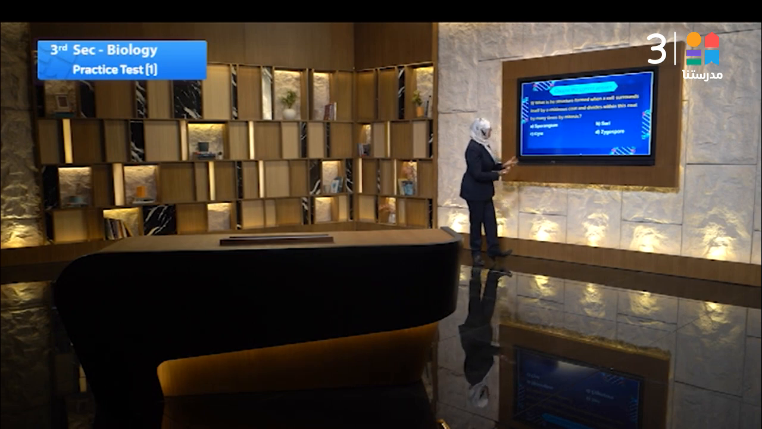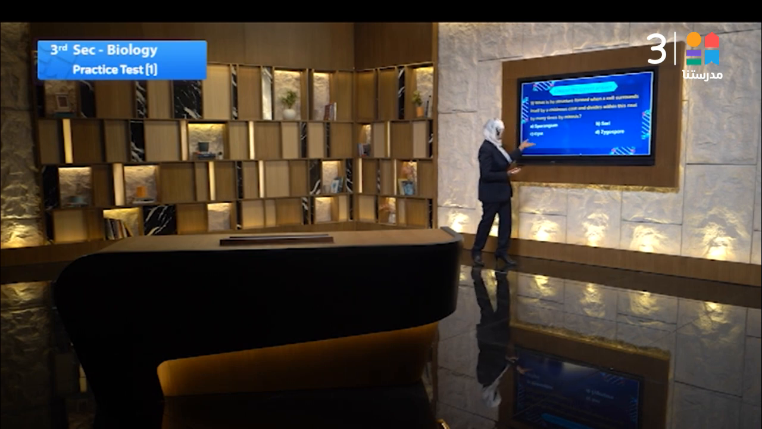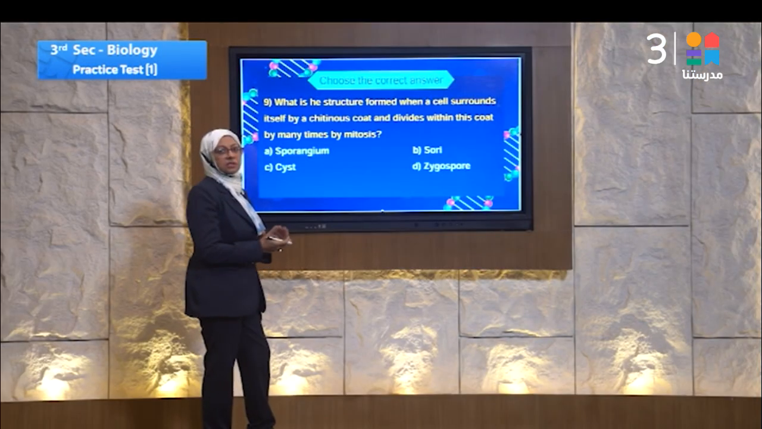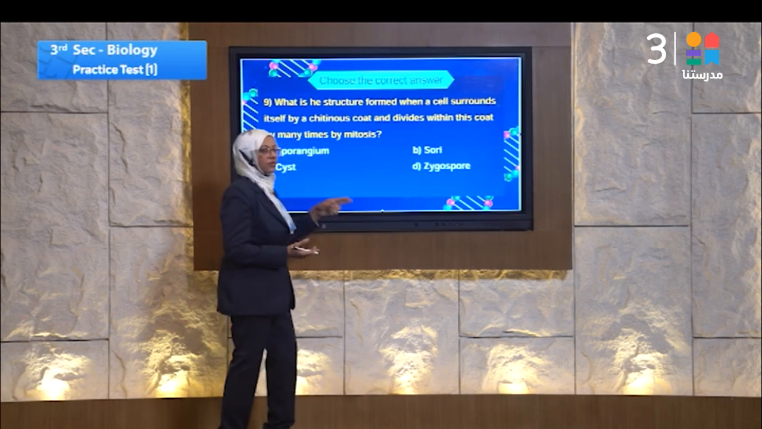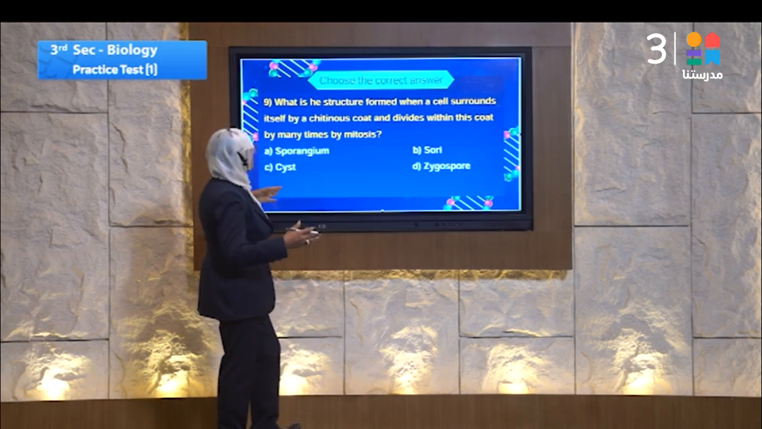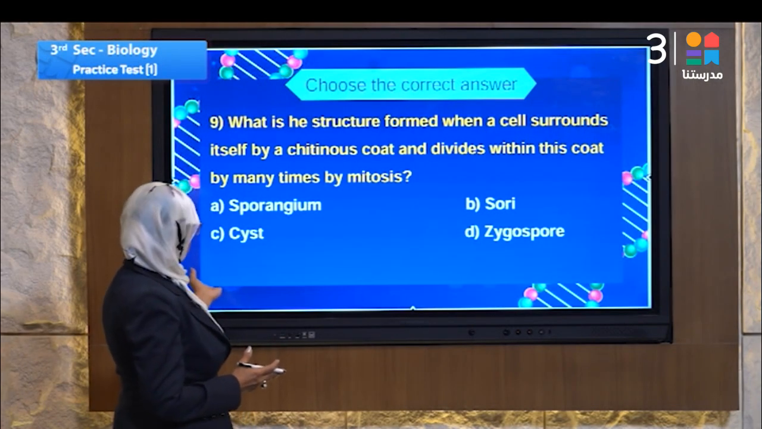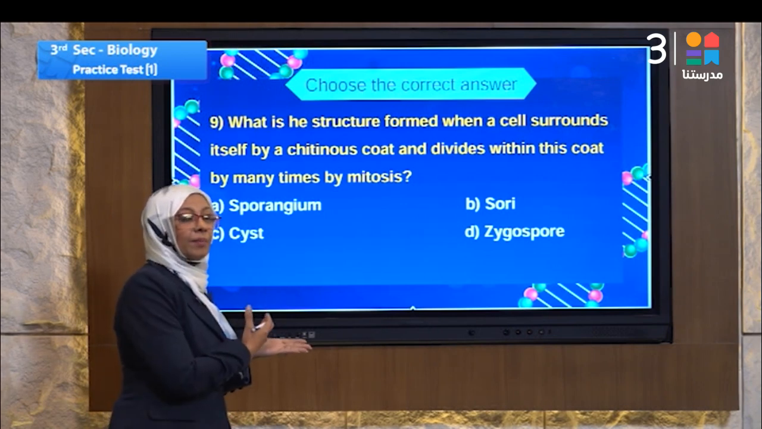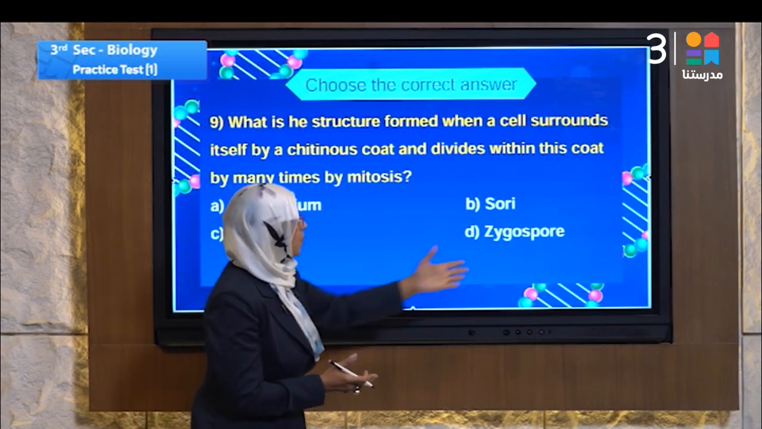Let's read the choices. Number A, sporangium. Number B, sorus. C, cyst. D, zygospore. What's the difference between the sporangium and sorus? A sorus is one unit from the sporangium. The sporangium is a single sporangium. Cyst is covered by a cuticle. Yes, it's covered by a cuticle. It's an animal cell. D, zygospores.